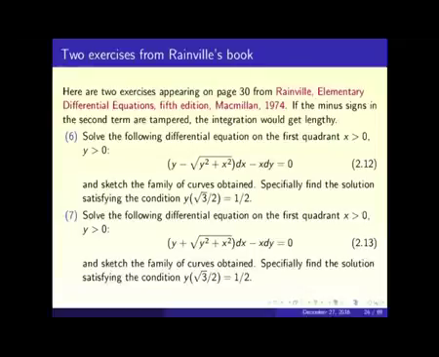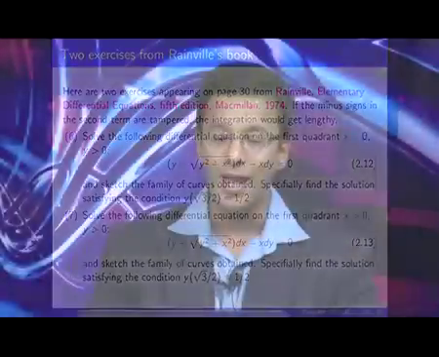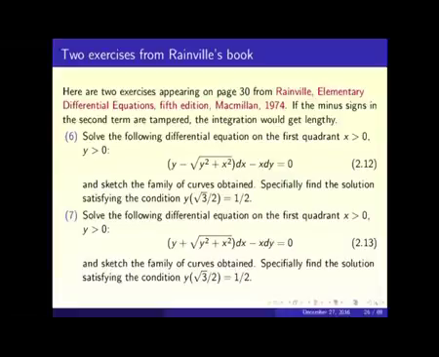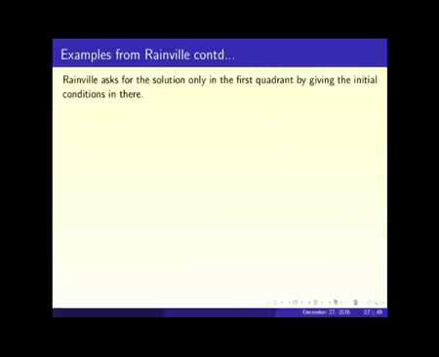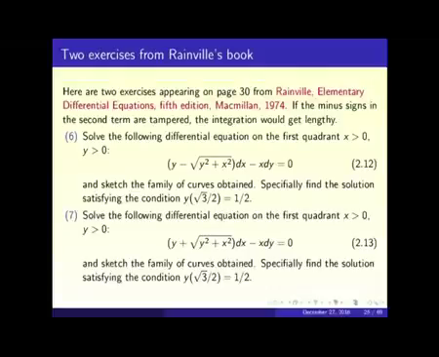It is only positively homogeneous, and so we must stay in the first quadrant if we are going to use the y equal to vx substitution, and the initial condition is given in the first quadrant. Remember, carefully chosen. So Rainville asks for the solution only in the first quadrant. Now let us ask what to do in the second quadrant. How would we solve this equation 2.12 in the second quadrant?